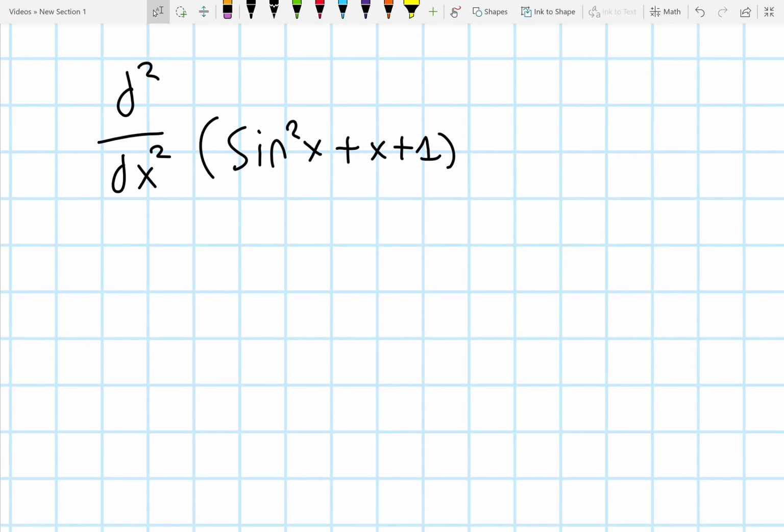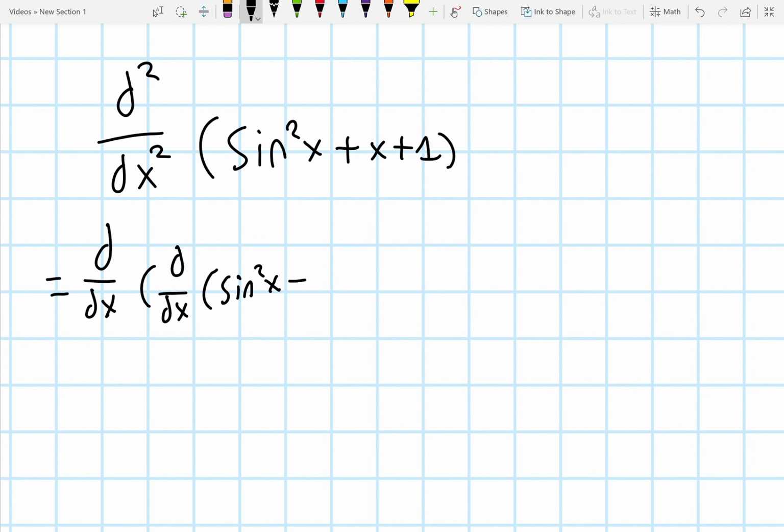Hello everyone, and today I'm going to show you how we can find the second derivative of sine squared x plus 1. Now, I hope that in doing this problem, you realize something very important about the nature of a second derivative. So, one of the easiest ways to take a second derivative in solving this problem is to use the definition that it's just the derivative of the derivative.